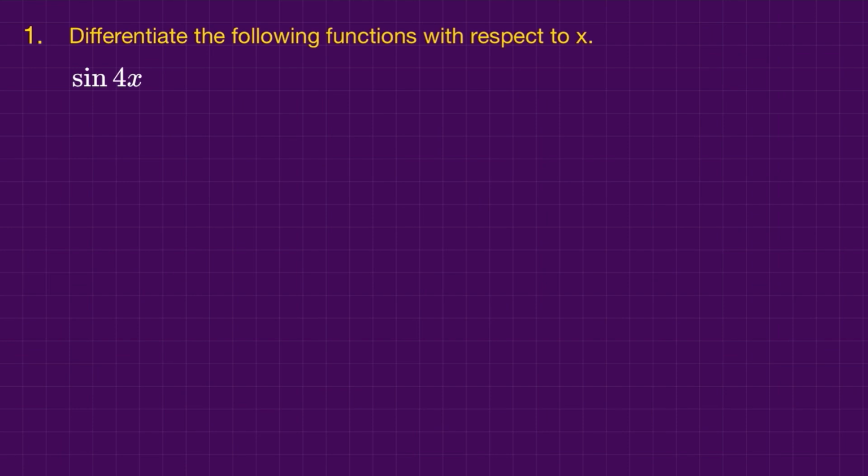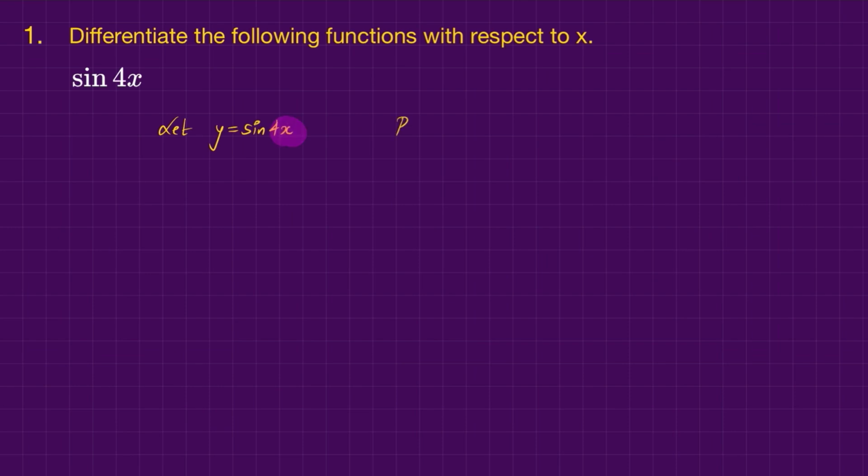Okay, question number 1. Differentiate the following functions with respect to x. My function is sine 4x. Here we will use the chain rule to differentiate this function. Let us consider the given function as y. So let y equal sine of 4x. Since y equals sine of 4x, obviously y is a function of x. We could have done this directly, but since we are studying the chain rule, we will use the chain rule here.